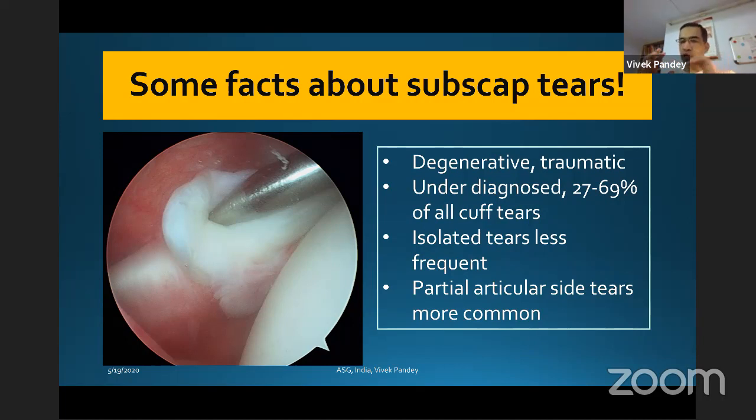Isolated tears are not so common. Most of the time it is either in combination with the supraspinatus or a combination of the supra, infra and the subscap tear. For me, when I do arthroscopies, I find the articular side, that is towards the arthroscope side, more common as compared to the bursal side.